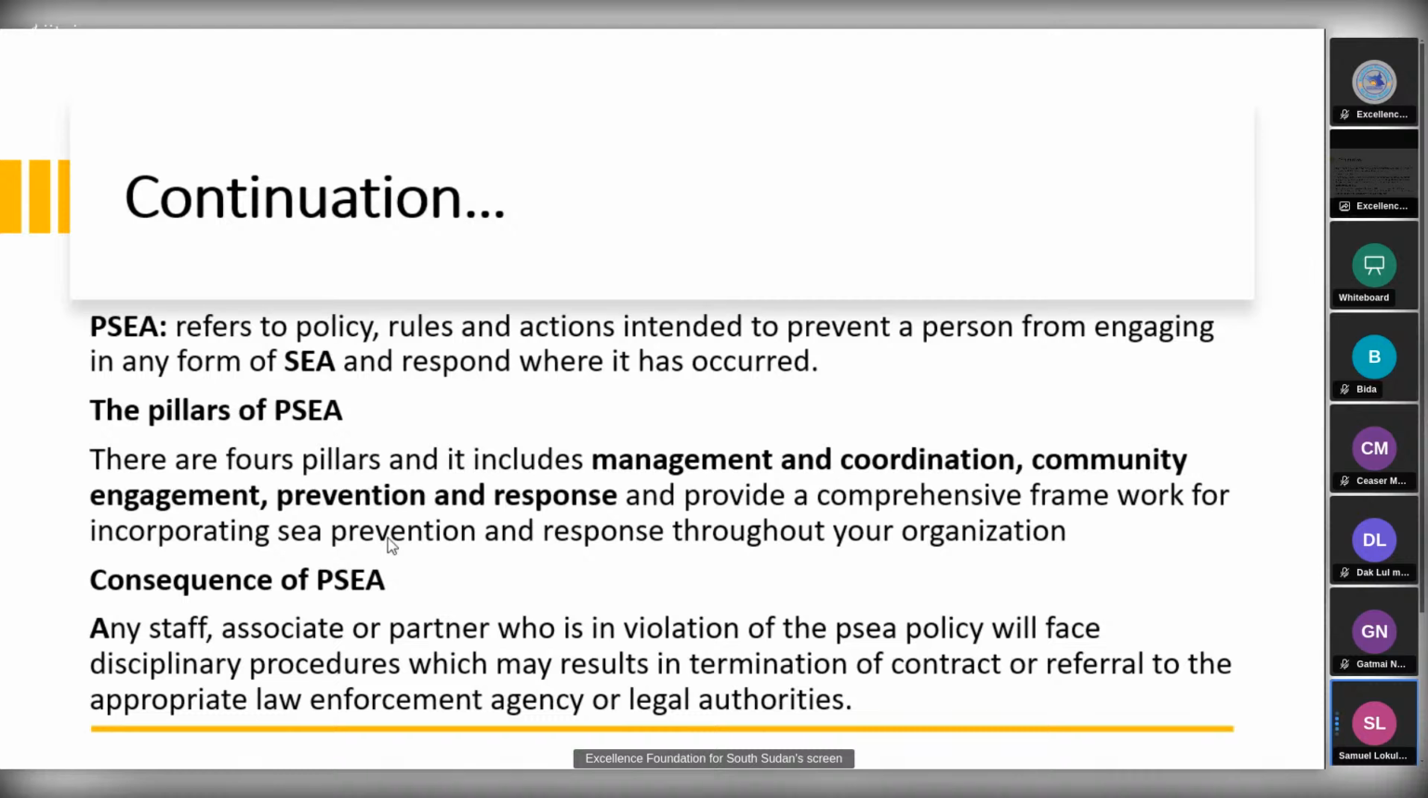And then what are the consequences of this? We say any staff, associate or partner who is in violation of this SEA policy will face disciplinary procedures which may result in termination of contract or referral to the appropriate law enforcement agency or legal authorities. So this is in general, but you may name the consequences that may come. Once your contract is terminated and people know that this is the person who used the organization's name for sexual pleasures or for gaining respect, once you're removed, it may lower your reputation, or maybe sometimes you'll be exposed to sexually transmitted diseases. Your family may even lose trust.